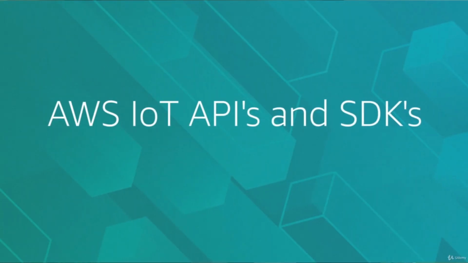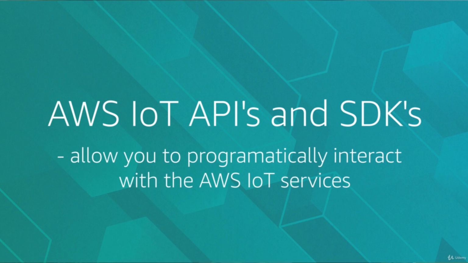This is a big week, and after working with rules in Shadow, Wes will discuss and demonstrate how to use the AWS IoT APIs and SDKs to programmatically interact with the AWS IoT services. You will follow this up with an exercise where you will use the SDKs and APIs to build out your IoT app to send messages between cars.